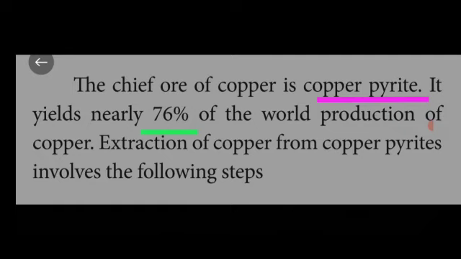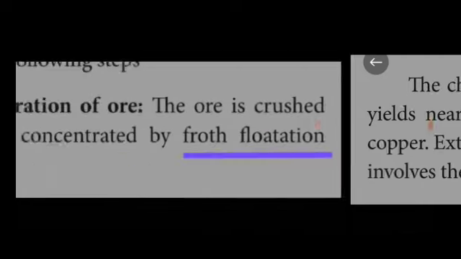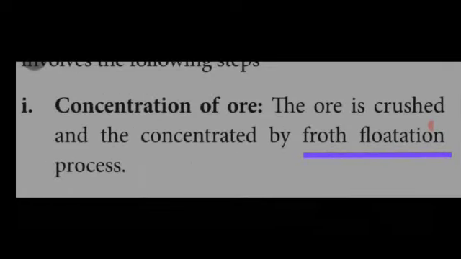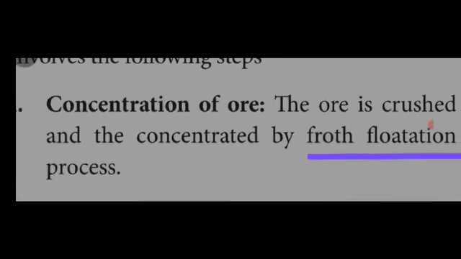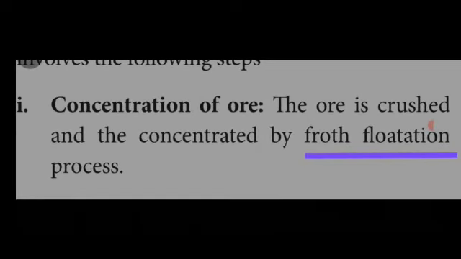The extraction of copper from copper pyrites involves the following steps. The first step is concentration of the ore. The ore is crushed and concentrated by the froth flotation process. Already we know oxide ores are concentrated by what method? Gravity separation. Sulphide ores are concentrated by what method? Froth flotation.